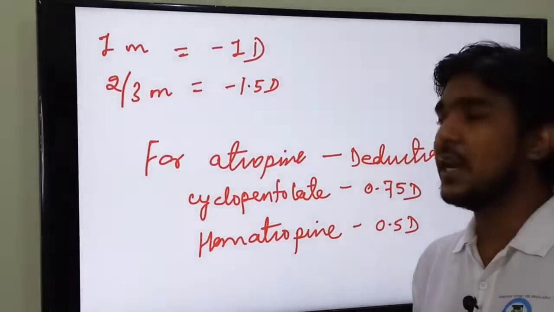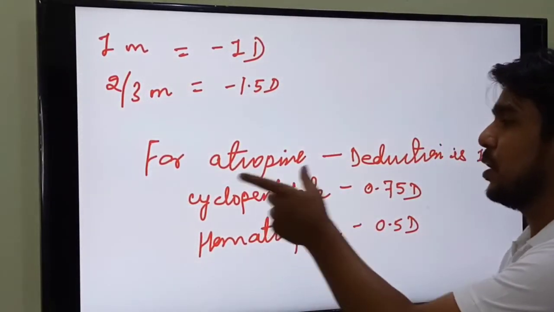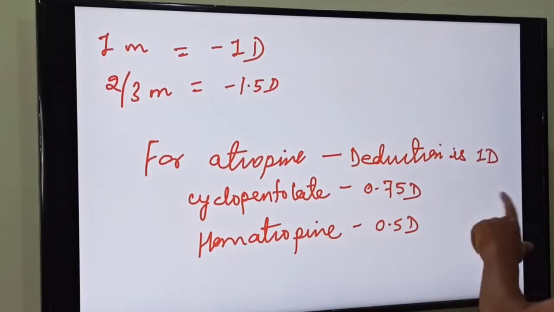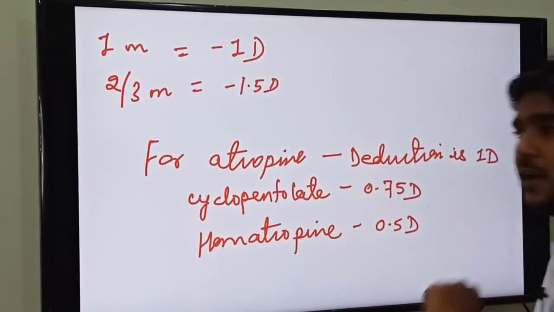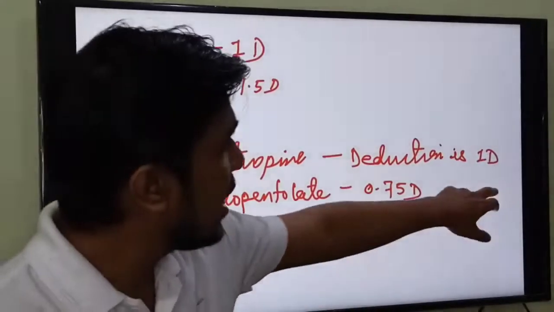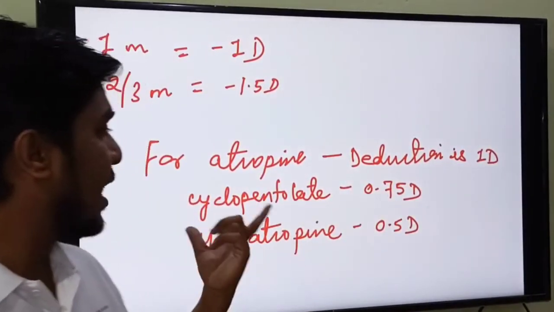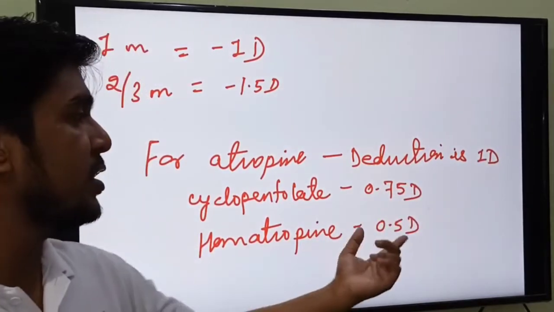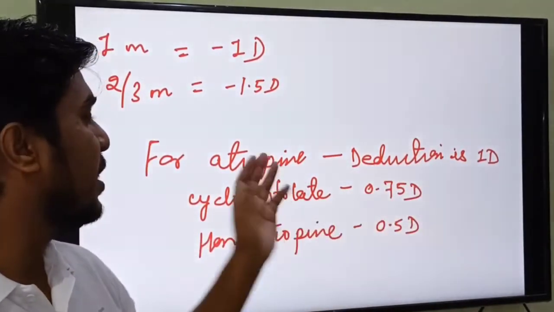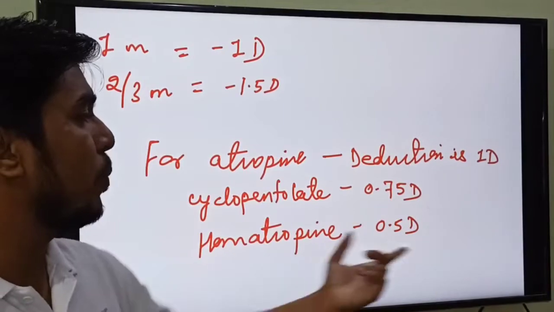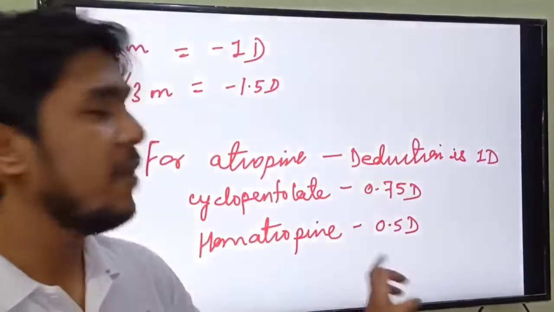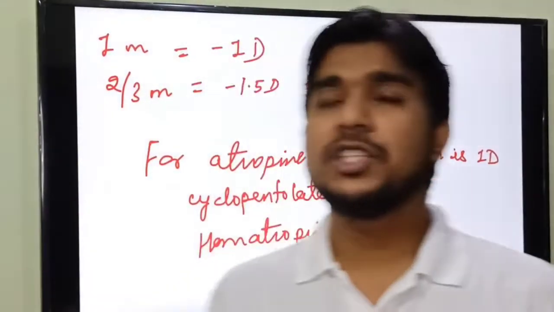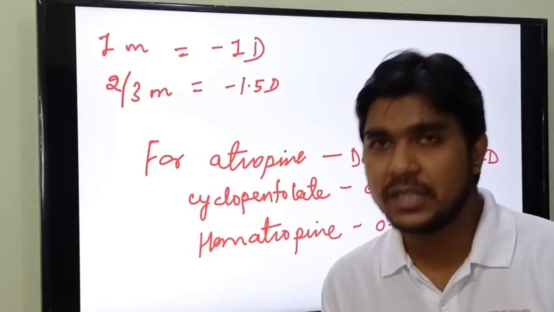Now for atropine, how much do you subtract? You have to subtract 1 diopter for the atropine. For cyclopentolate it is 0.75, and for home atropine it is half of the atropine, so half of 1 diopter, that is 0.5 diopter. This is a very important question because sometimes you may be mistaken about this condition.